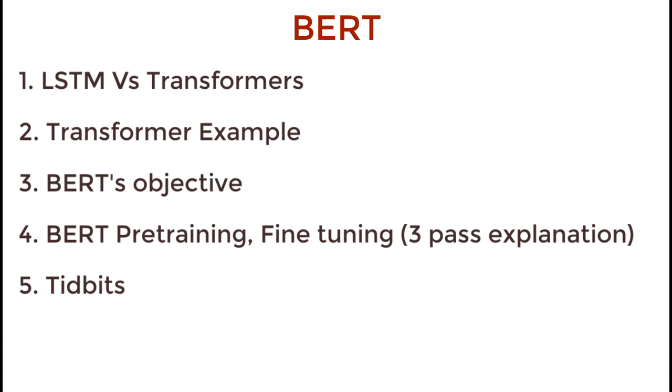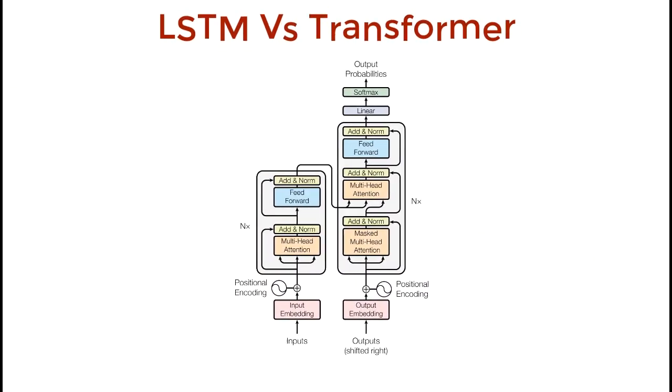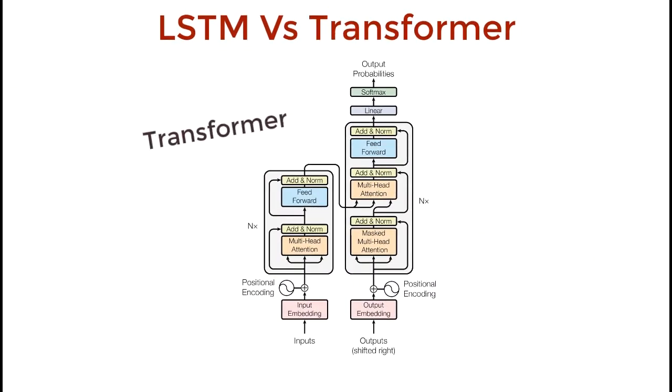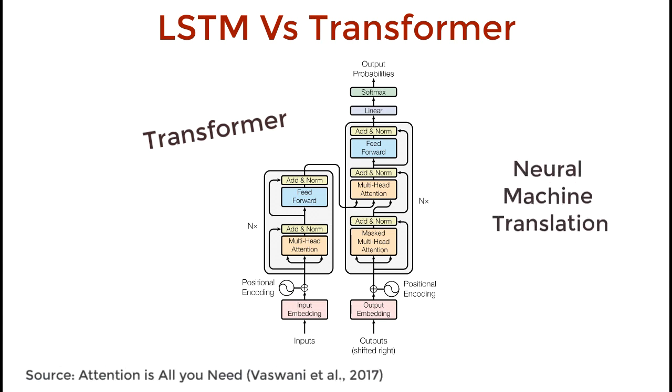Today, we're going to talk about BERT. So let's jump into it. This is the transformer neural network architecture that was initially created to solve the problem of language translation. This was very well received.